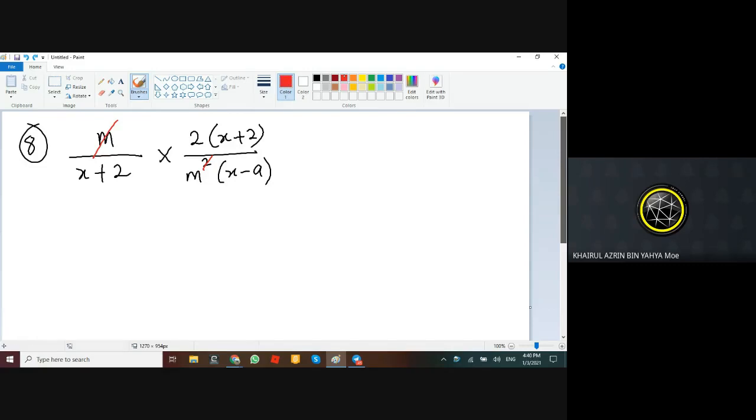Yes, this one we can eliminate: x plus 2 and x plus 2 become 1. And this one also, of course, becomes 1. I think that's all that we can eliminate. The answer will be 2 over m times x minus a. That is the answer. It seems difficult at first, but actually it's very easy. We just eliminate anything that is the same, common. Next, we go to question number 9.